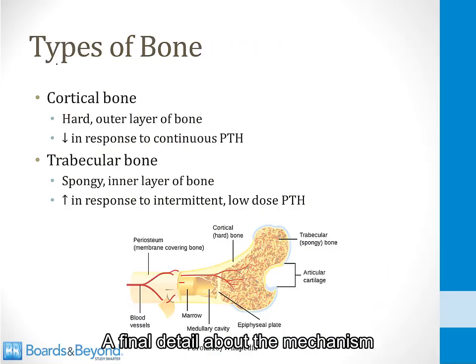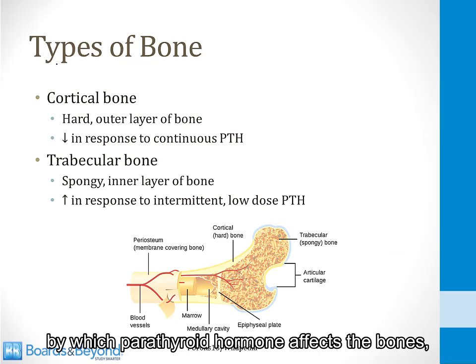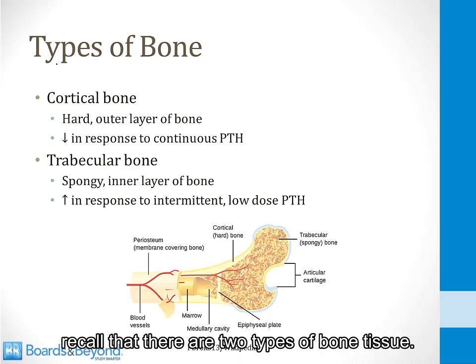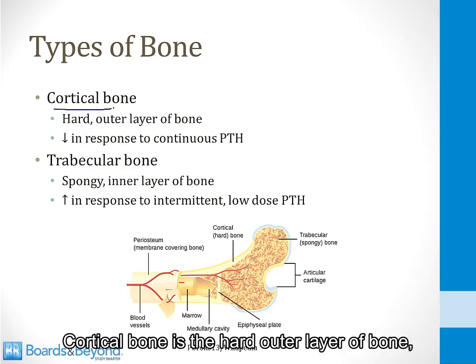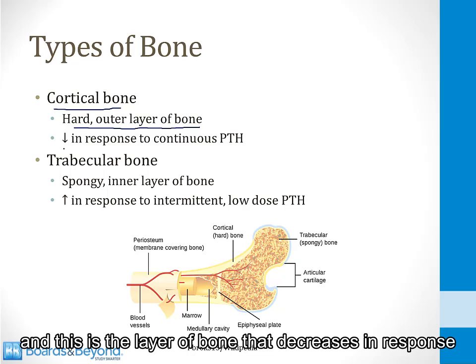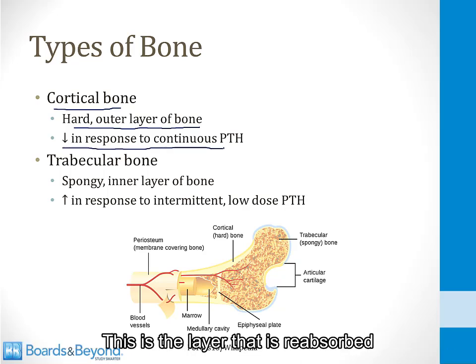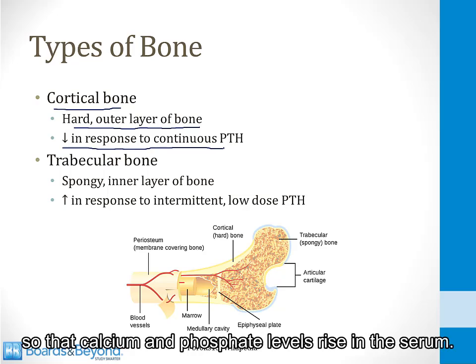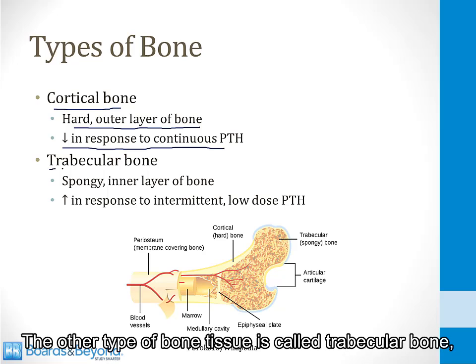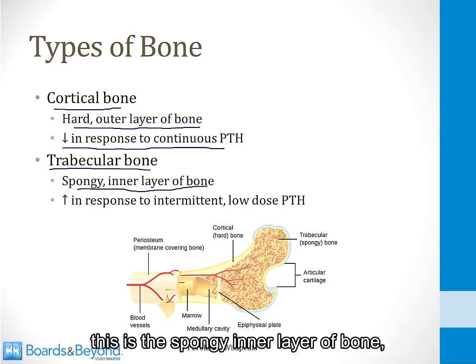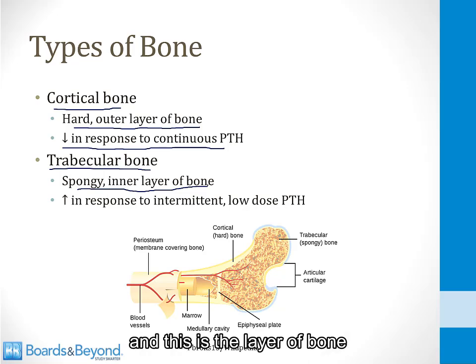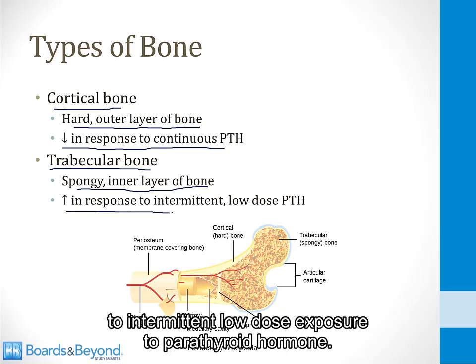A final detail about the mechanism by which parathyroid hormone affects the bones. Recall that there are two types of bone tissue. Cortical bone is the hard outer layer of bone, and this is the layer of bone that decreases in response to continuous parathyroid hormone administration. This is the layer that is resorbed so that calcium and phosphate levels rise in the serum. The other type of bone tissue is called trabecular bone. This is the spongy inner layer of bone, and this is the layer of bone which will increase in response to intermittent low-dose exposure to parathyroid hormone.